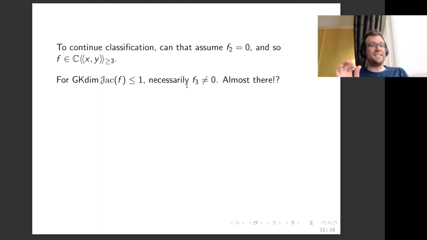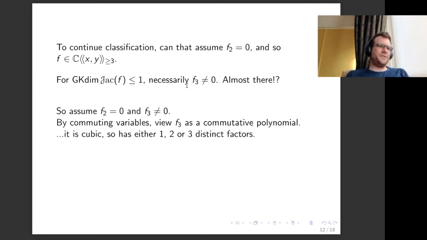And so on one hand, that's a very positive result because it somehow says you're almost there. But on the other hand, there are a lot of cubic terms, certainly more than you imagine in the free algebra in two variables. So what we're going to do now is assume that our quadratic term is zero because we've classified those, and assume that our cubic term is non-zero. And we're going to play the same trick that we played before.